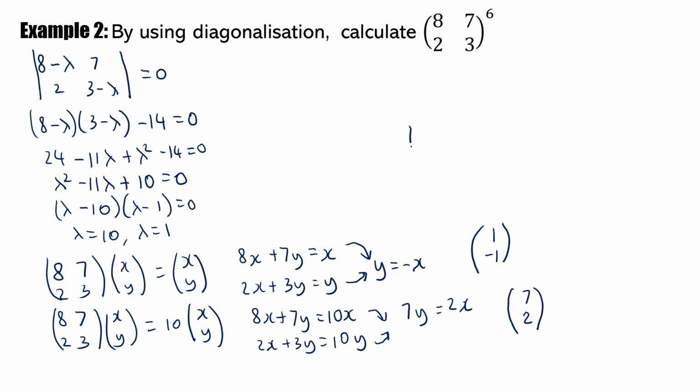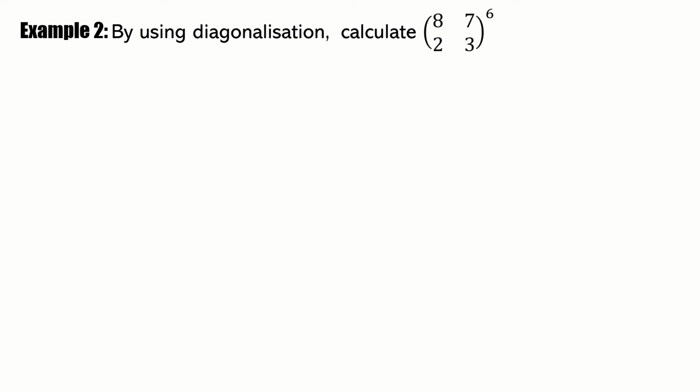Therefore, the matrix P could be found by combining these two eigenvectors together as columns. So we're going to end up with 1, minus 1, 7, 2. Cool, so we can reduce our original matrix to diagonal form by doing the inverse of P times that original matrix times P again.